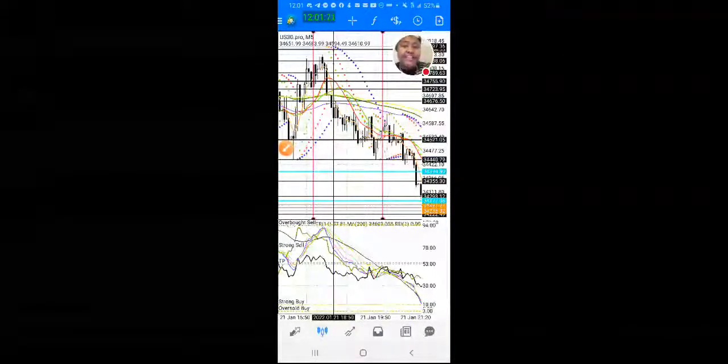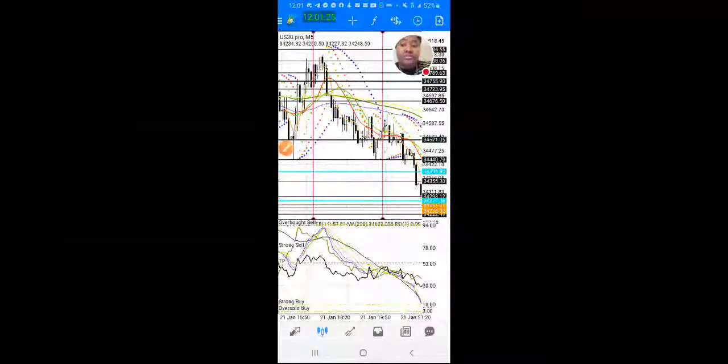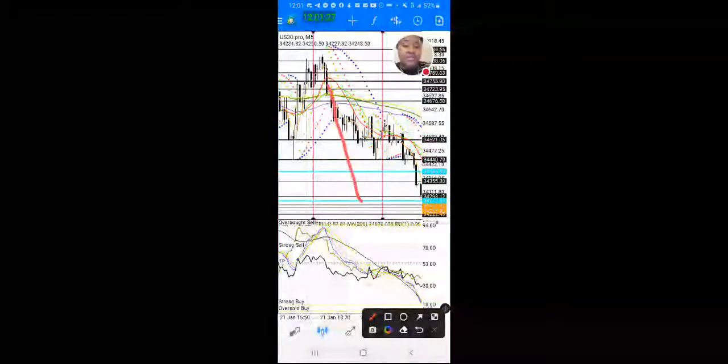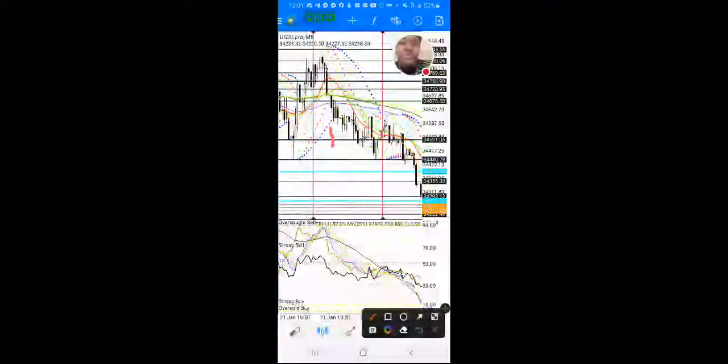Even when the orange crossed down, let me take that off. The orange crossed down under the red, you typically get a small little pullback, right? And that's what would have happened. Price was there for the bearish and then pulled back a little bit. It wasn't a big deal. You know what I'm saying? But you can go in.